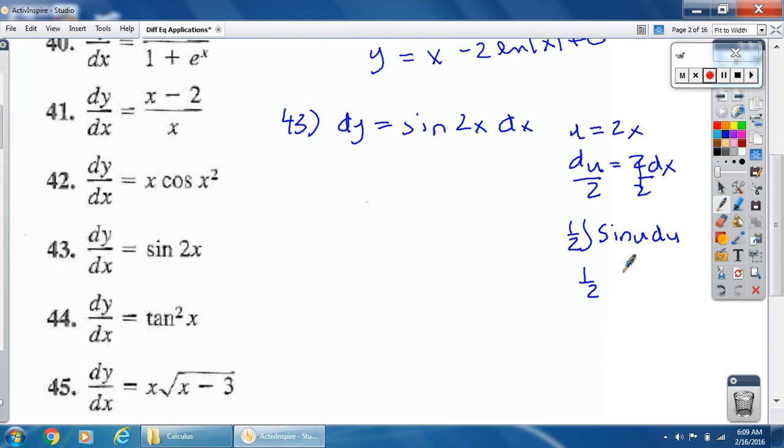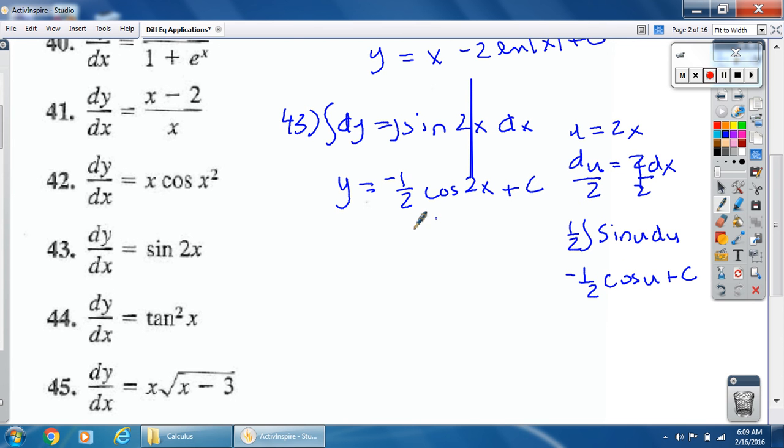And when I find the antiderivative of sine, the antiderivative of sine is negative cosine of u plus c. And so when I find the antiderivative on both sides, I get y equal to negative 1/2 cosine, put my replacement back in, 2x plus c. Moving on to number 45.